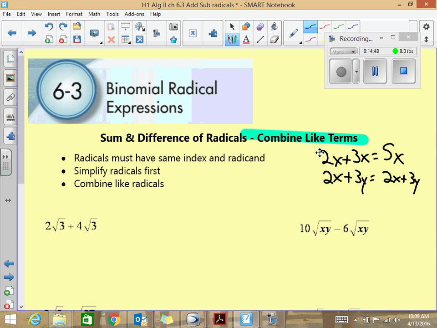Radicals are the same way. You want to think about them like that, though the radicals don't represent a variable. Because you cannot combine them unless the radicals have the same index and the same radicand, which means the number under the radical. And then you can combine them. Sometimes you have to simplify the radicals first, but then you end up just combining radicals.